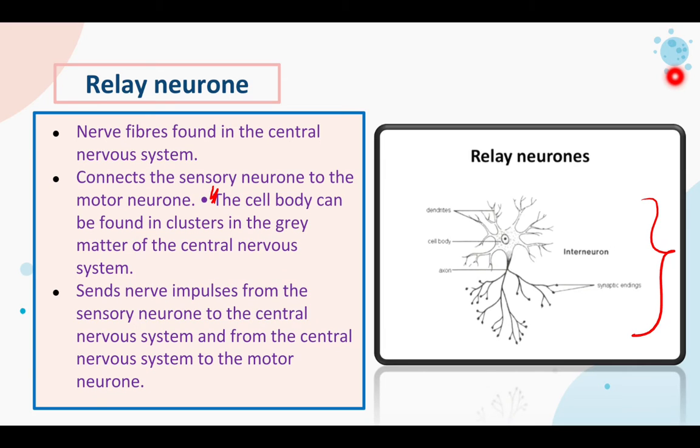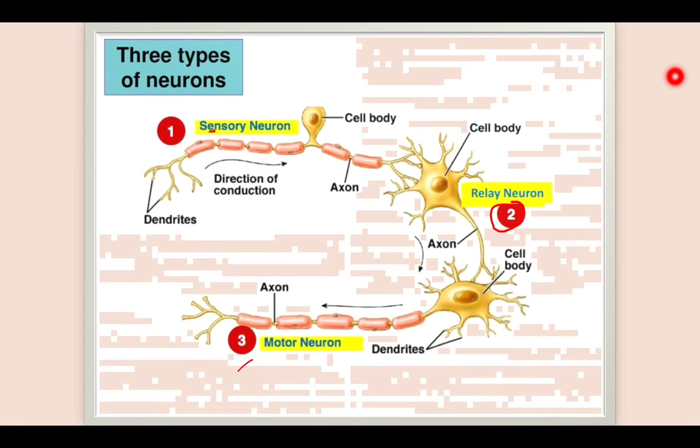The function of relay neuron is to send nerve impulse from sensory neuron to the central nervous system and from the central nervous system to the motor neuron. Yang ni tak payah hafal pun. Manakala dia dekat tengah-tengah. Jadi fungsi relay neuron ni, dia menerima impulse daripada sensory neuron. So impulse dihantar dari sensory neuron ke relay neuron di central nervous system. Dan daripada central nervous system, relay neuron akan send impulse to the motor neuron. Awak ingat gambar ni je, awak akan ingat ayat dia.